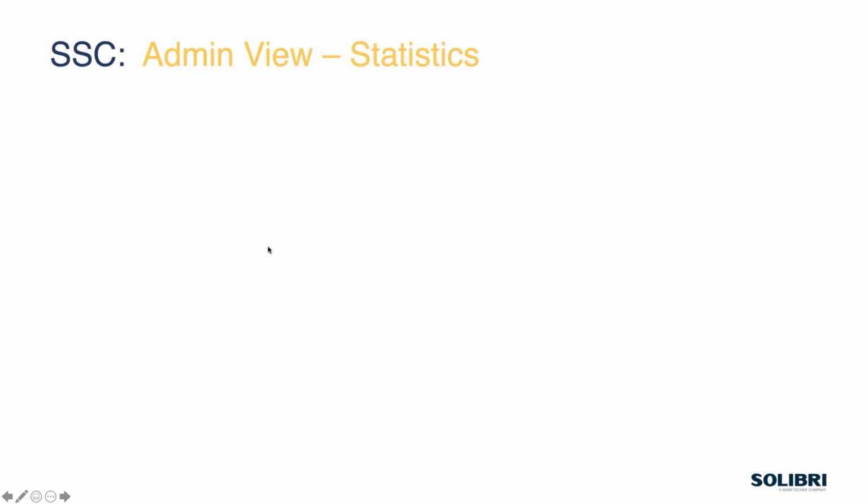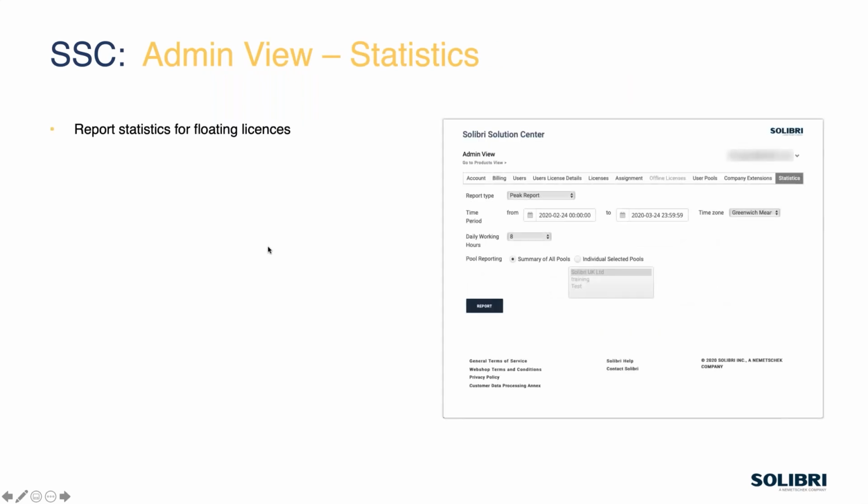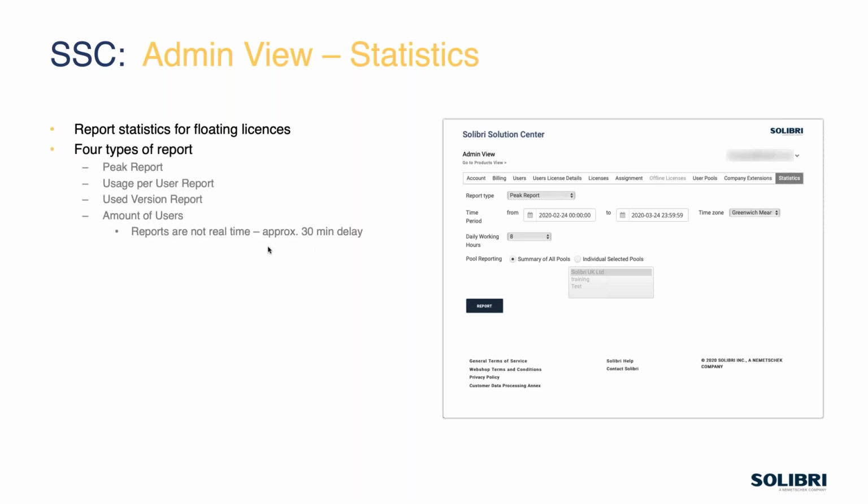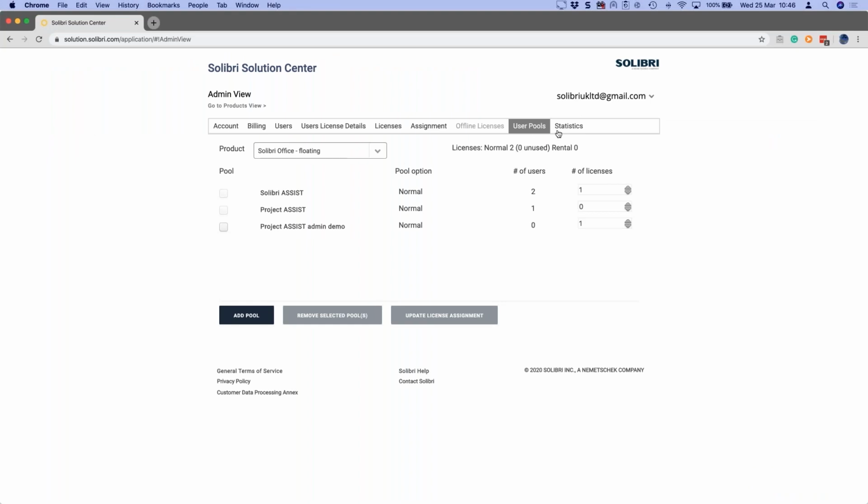So coming back to this, the final tab on the whole Solution Center is the statistics. The statistics tab is where we can go and report on the usage of the floating licenses. The borrowed licenses don't count, because you borrow them for a time, so it shows the time and not the usage. There's 4 types of reports. There's the peak reports, the usage per user, the used version, and the number of users. They each show slightly different things. I'll show you a couple of examples, pretty straightforward.